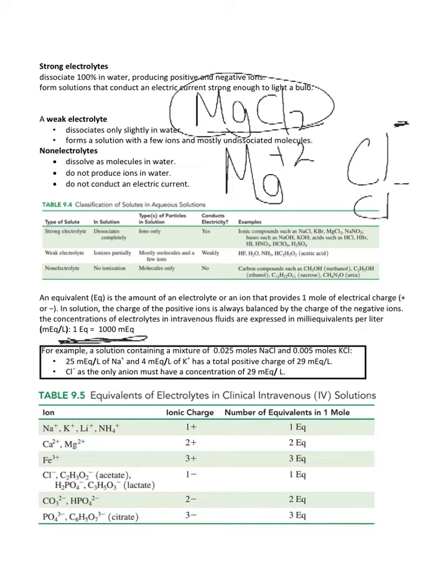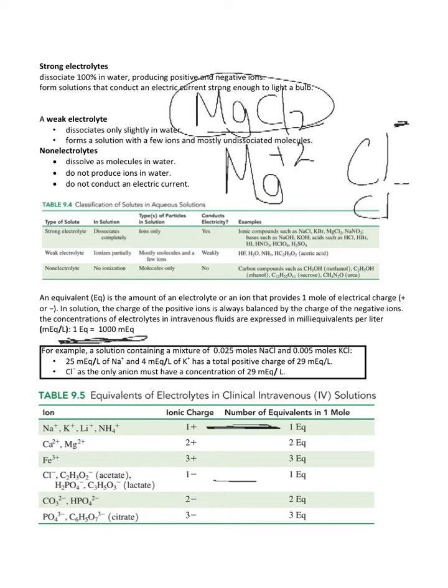There's a handy table here that shows the equivalence of electrolytes in clinical intravenous or IV solutions. Anything with a charge of 1 plus, like sodium, potassium, lithium, ammonium, anything with a 1 plus has 1 equivalent in 1 mole. Also, anything with 1 minus, right? Chlorine, fluorine, bromine, right? Anything with 1 minus would also have 1 equivalent in 1 mole.